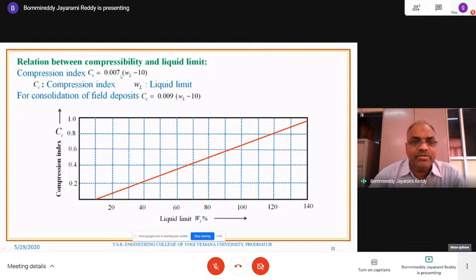It is an empirical equation. There is no logic behind it. And for consolidation of field deposits, Cc will be 0.009 times (WL minus 10). So the constant varies from 0.007 to 0.009. So remember this equation, because it is an empirical equation. You have to remember all empirical equations. For any equation based on a concept, you need to understand the total concept to write that formula anytime.